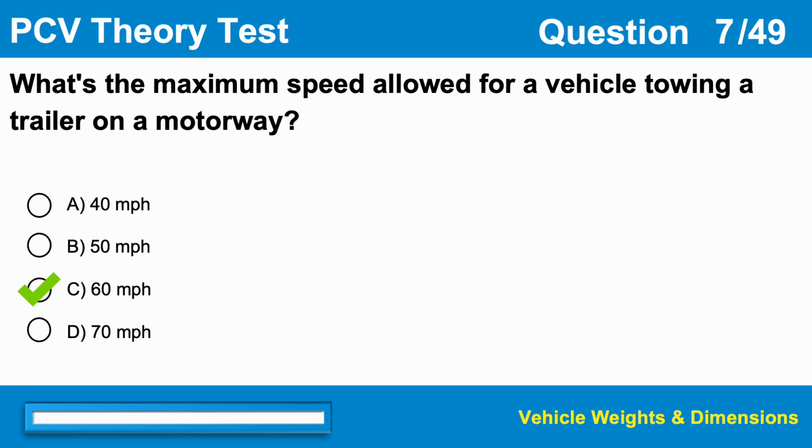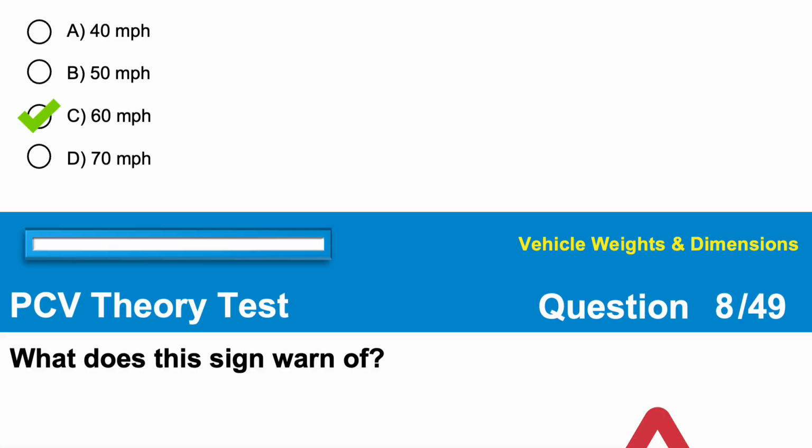The correct answer is C. Vehicles towing caravans or trailers on motorways are limited in two ways. The maximum speed is 60 mph. On motorways with more than two lanes, towing vehicles aren't allowed in the outside lane unless other lanes are closed.